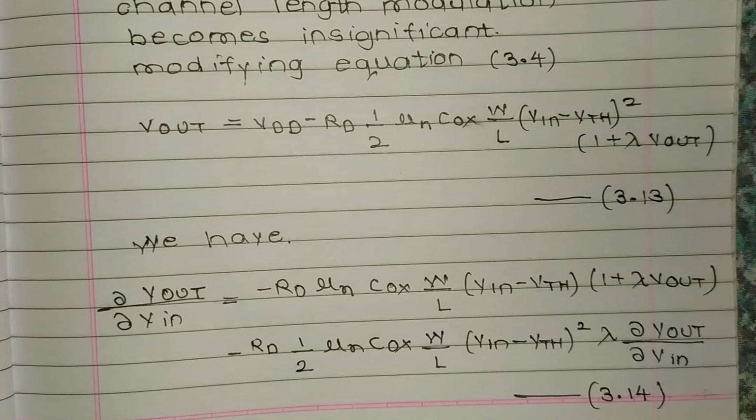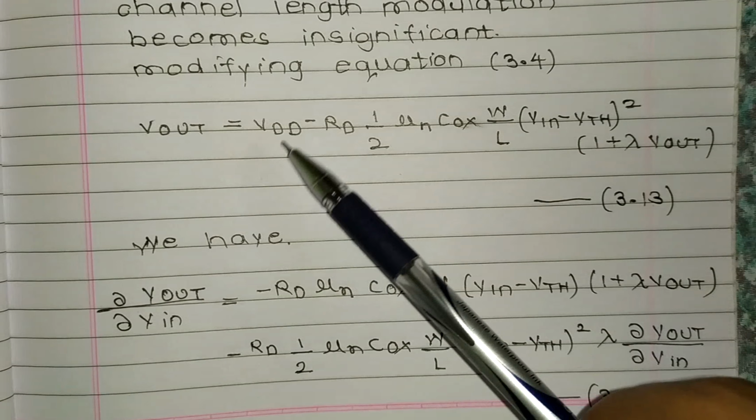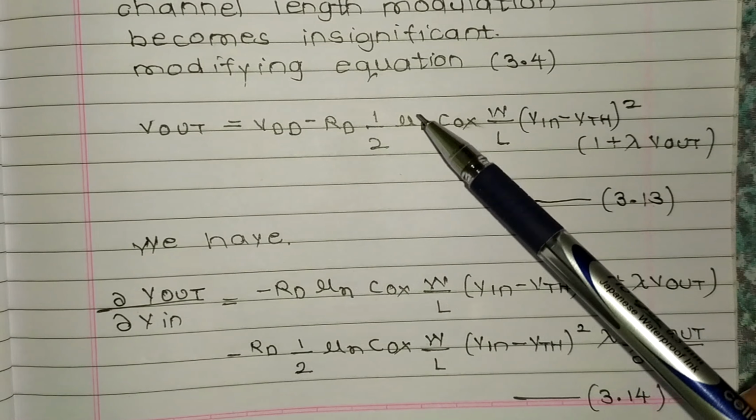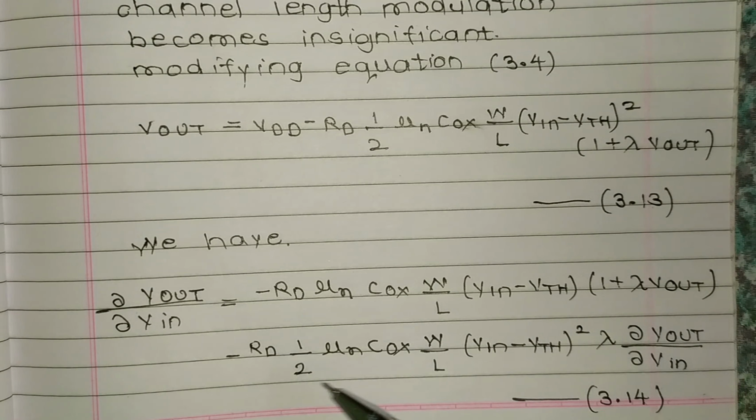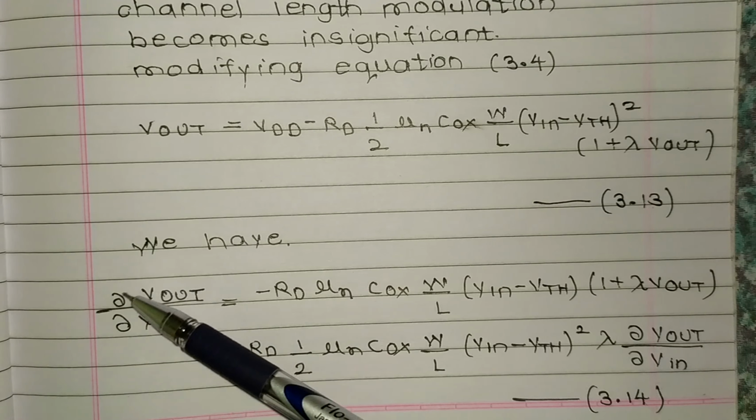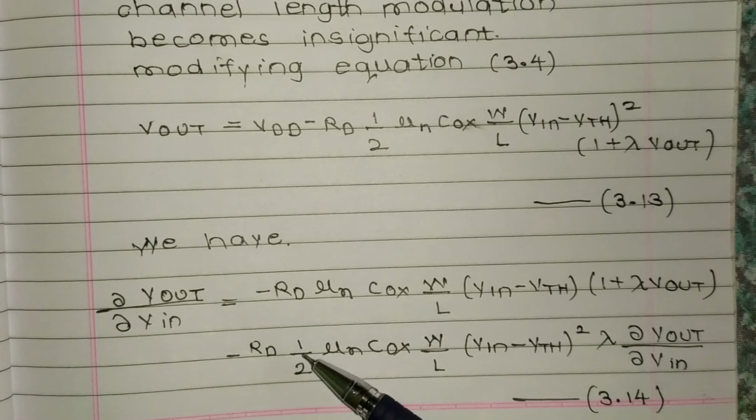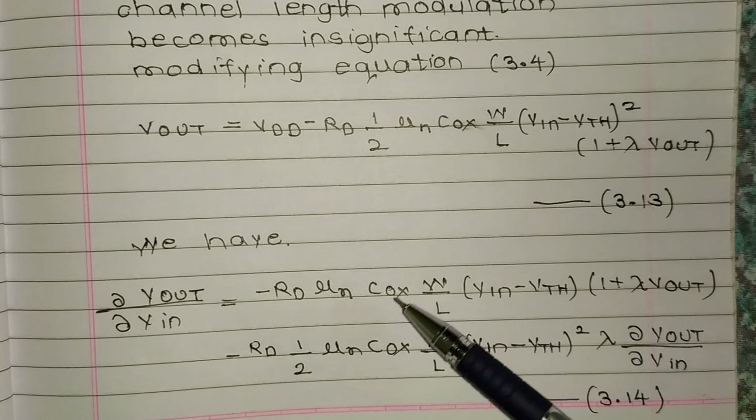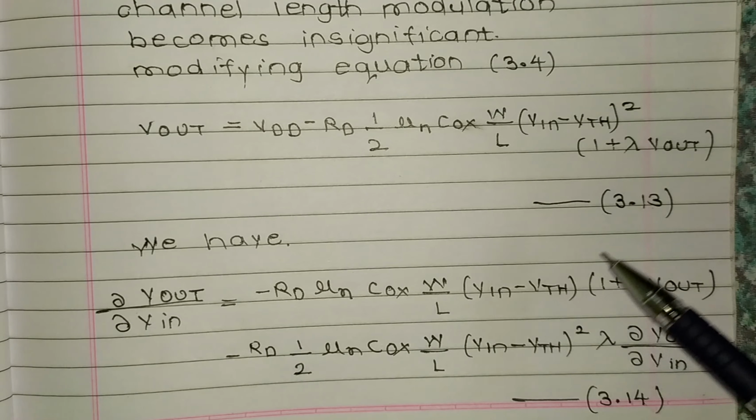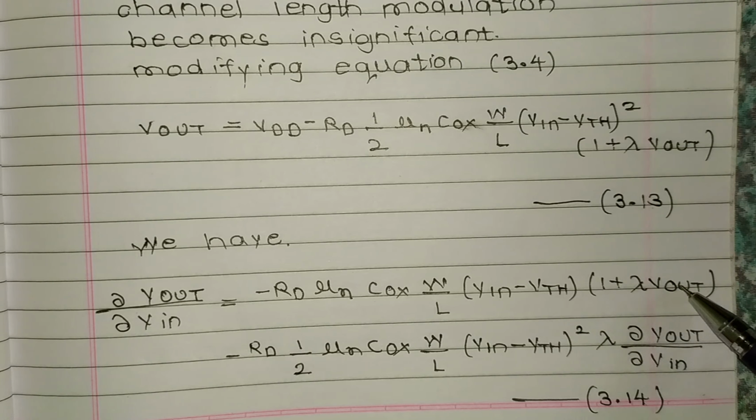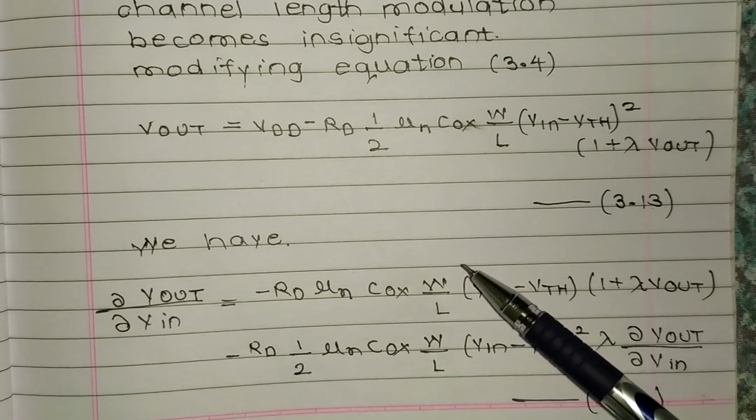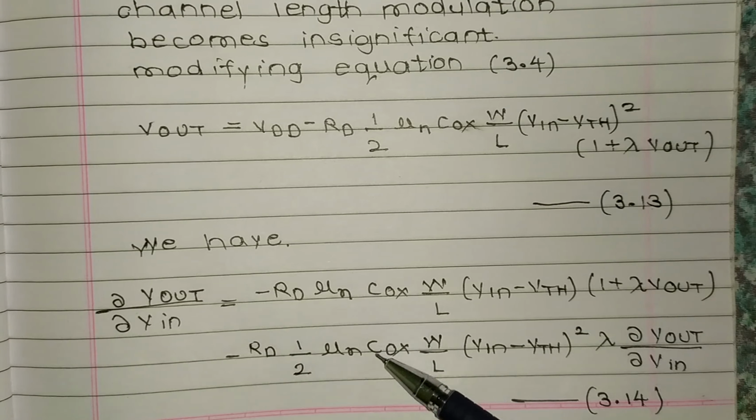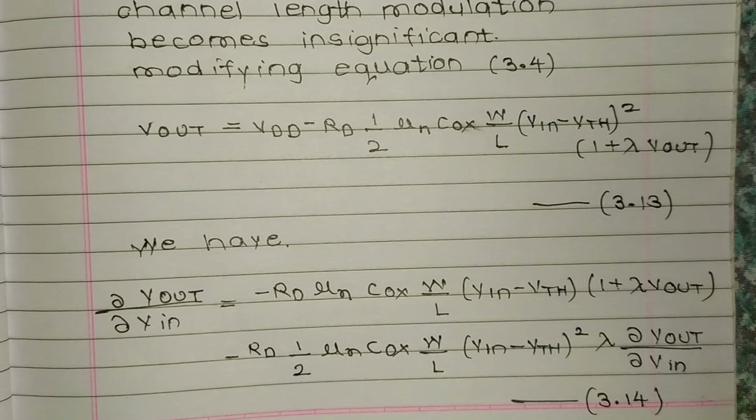Now from modifying equation 3.4 we got this equation: Vout is equal to VDD minus RD times 1 by 2 mu n Cox. Now we have delta Vout upon delta Vin equal to minus RD mu n Cox W by L (Vin minus VTH) times (1 plus lambda Vout minus RD). This is equation 3.14, a modified version of the earlier equation.